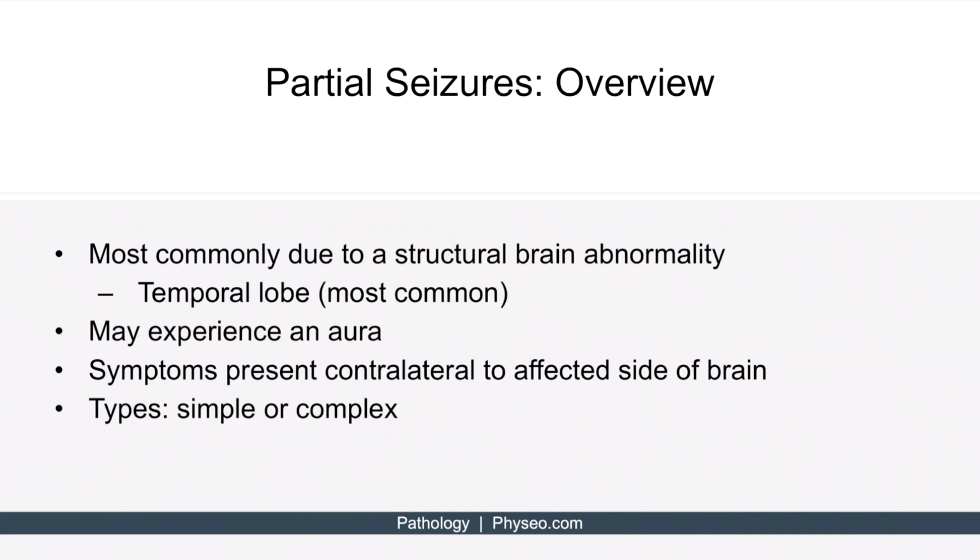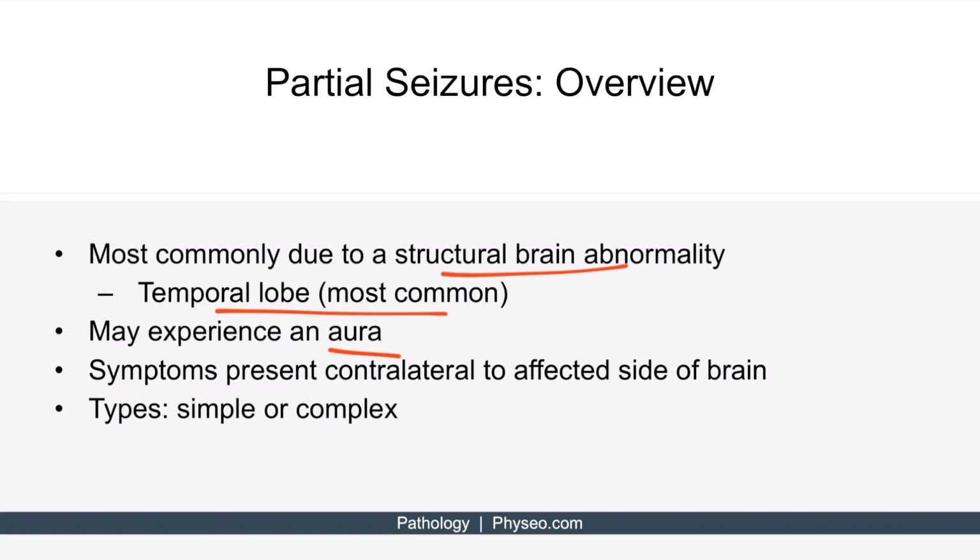Partial seizures are most commonly caused by a structural brain abnormality that likely leads to the electrical imbalances in the brain. The temporal lobe is the most common lobe involved in partial seizures, though all lobes can be affected. Patients may experience an aura prior to the seizure onset. An aura is characterized by sensory or psychiatric symptoms that can occur before the onset of the seizure. Examples of auras include experiencing fear, déjà vu, or seeing bright lights.